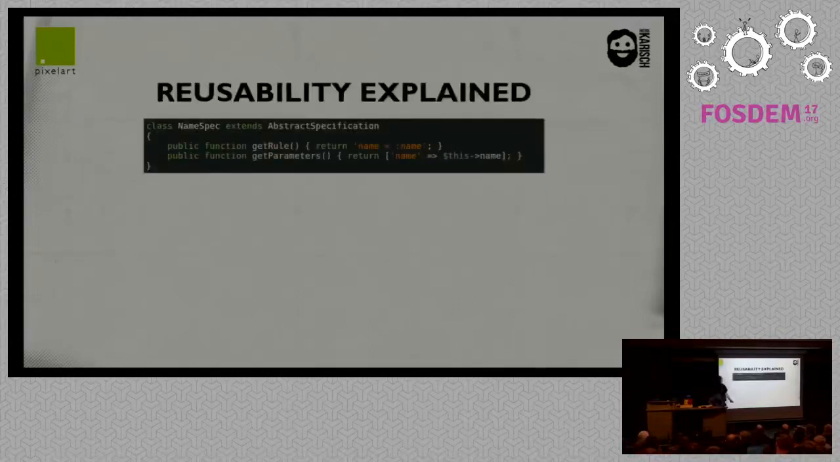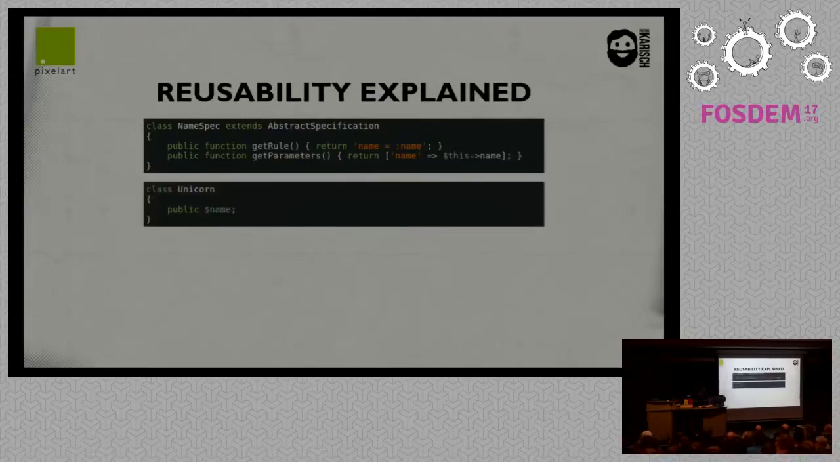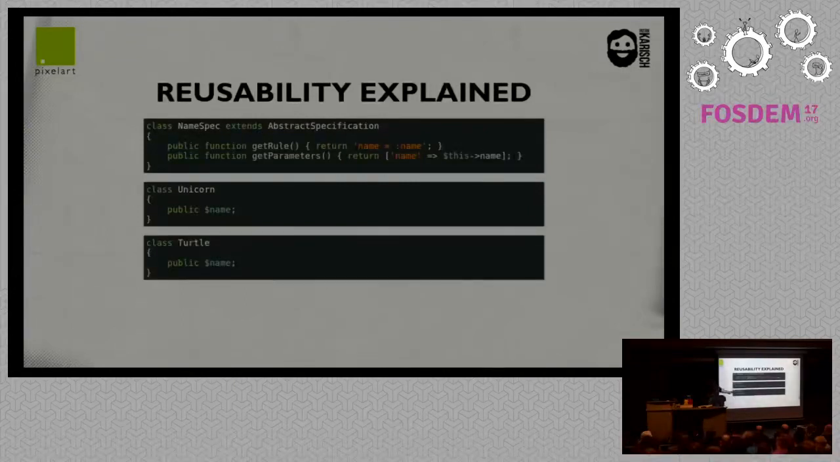As seen, this is our name specification. We have a get rule with name, which is of course the name, and return the parameter of this name. It comes from a constructor, everywhere, it doesn't matter. And class unicorn has a name property, and turtle must have the same name property. Otherwise it wouldn't work. Especially on some fields like birth date or date of birth. This is really important to design your domain.